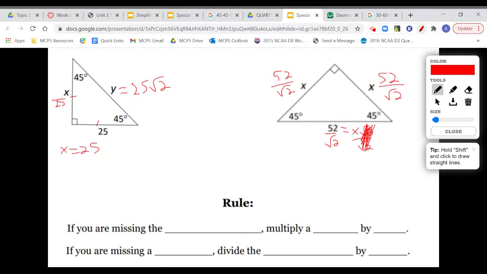So, if you're missing the hypotenuse, and that's what occurred in the first example on this page. I'm spelling hypotenuse wrong. Pretend that that looks right. If you're missing the hypotenuse, multiply a leg, doesn't matter which one since the legs are both the same length, but multiply a leg by the square root of 2. Right? We had a leg of length 25, so I multiplied that by root 2 to find the hypotenuse that was 25 root 2.